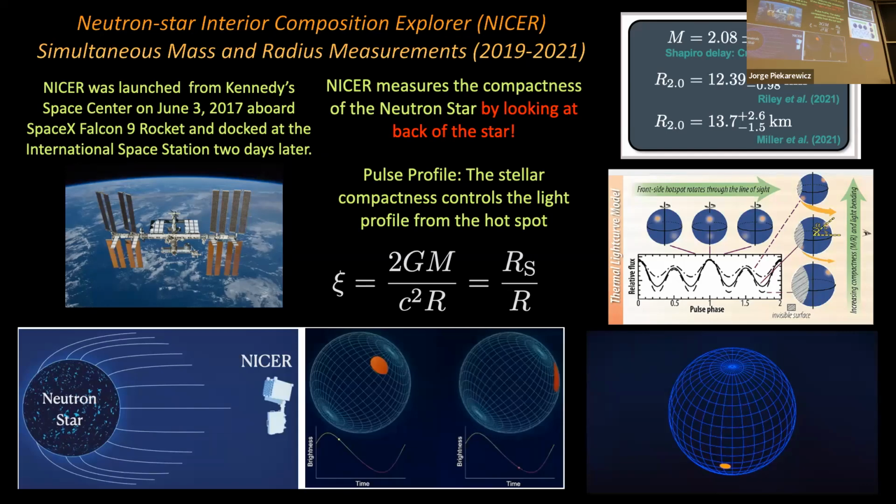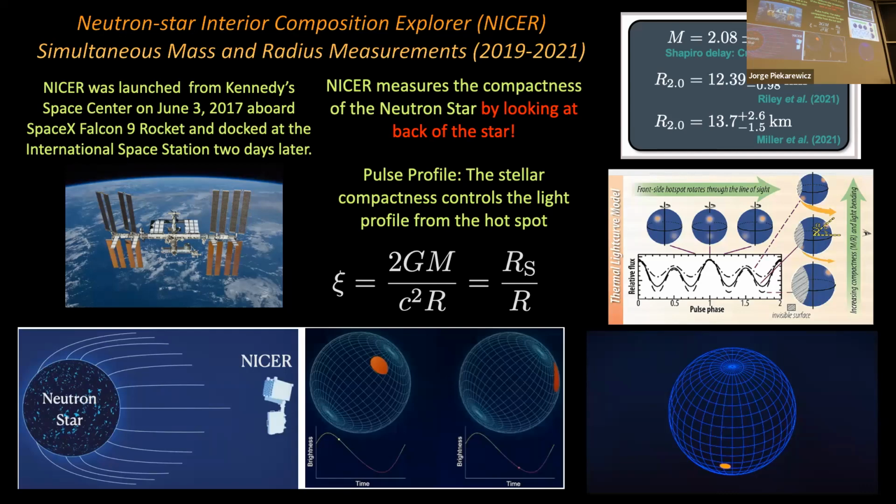And what NICER does is measure the compactness of the neutron star, and it sounds like magic, by looking at the back of the star. NICER can look at the back of the star because, of course, we know from general relativity that light will be bent. So if you have a very compact object, let's suppose you have a neutron star here, you will be able to see the light coming from the back of the star.